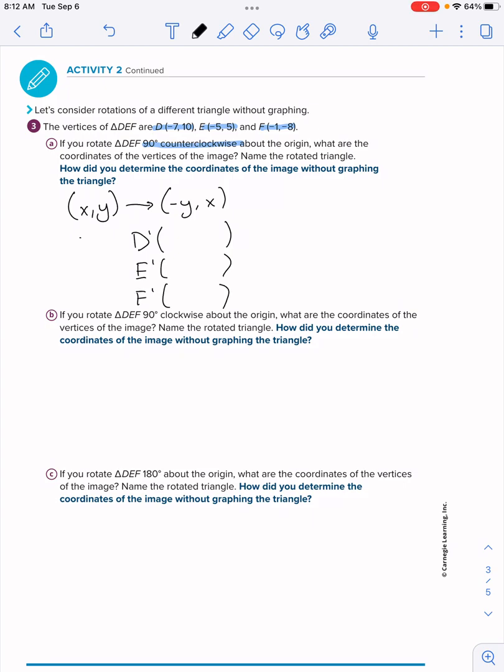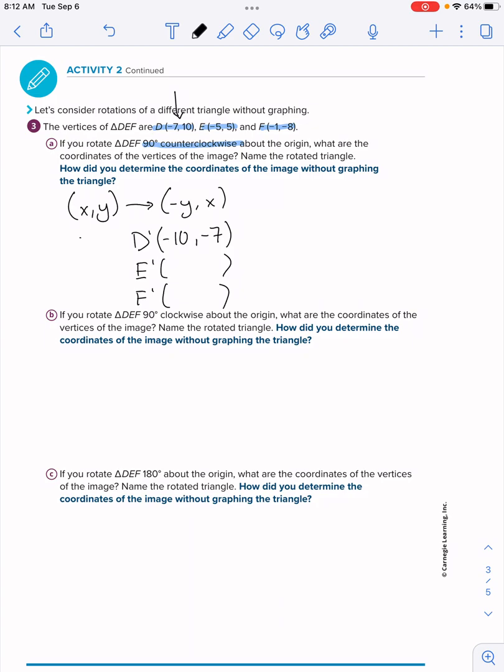So pretty much switch them, make Y the opposite. So for this first one here, switch them. Let's make 10, negative 7. But we're going to make 10 the opposite. In this case, 10 is a positive, so now it's going to be negative 10.